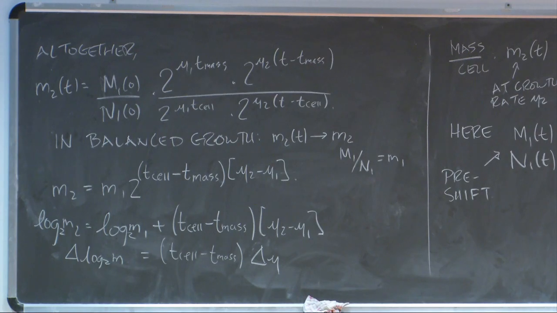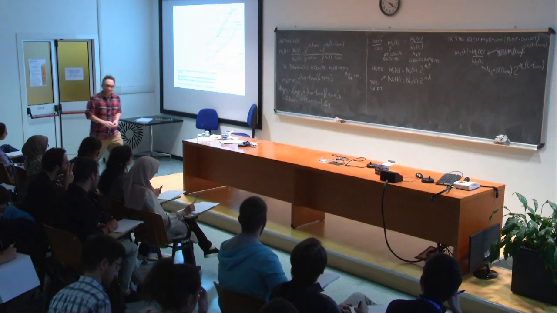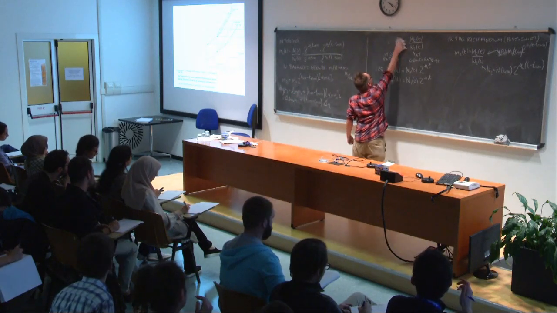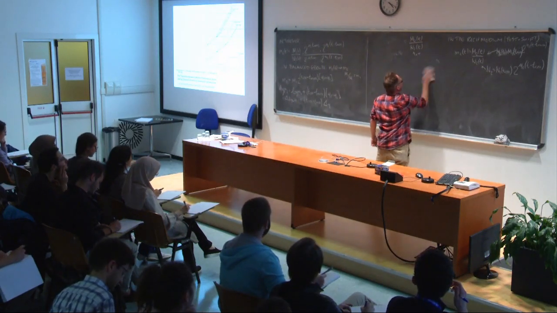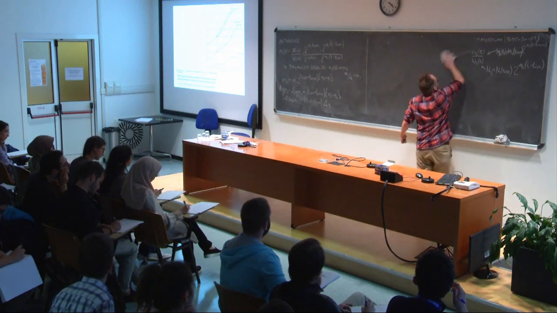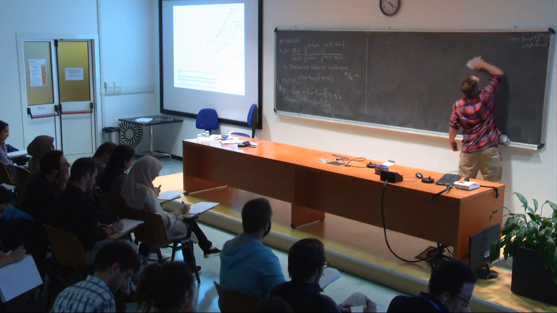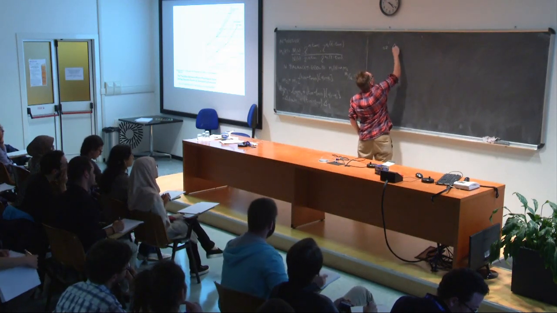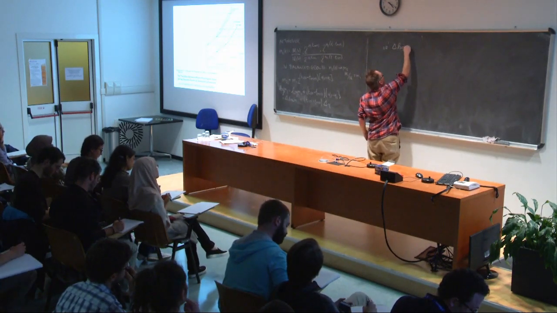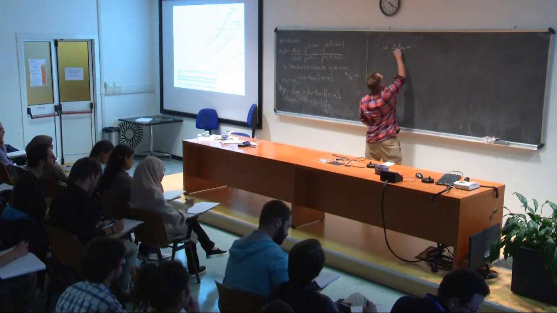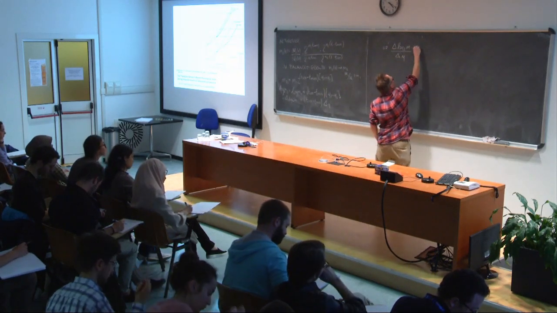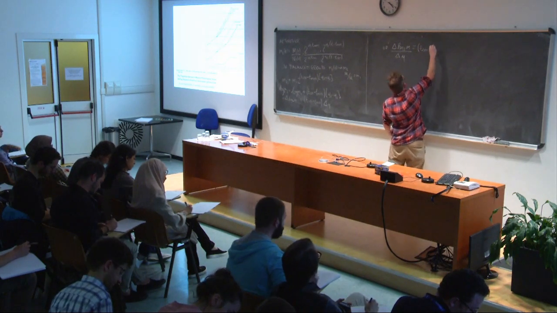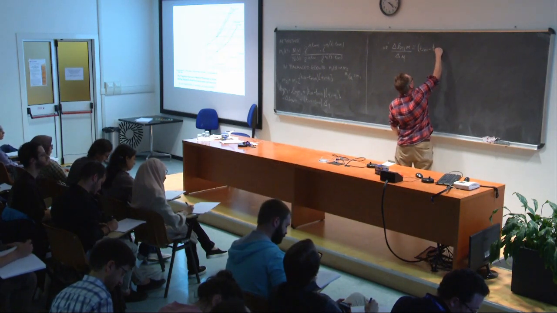All right, why do I do that? For the following reason. Let me write this last piece up, and then let's talk about it. And again, this is the last thing we'll do today, so bear with me for 2 minutes. This delta log base 2 of m, the mass per cell, divided by delta mu, is equal to the difference in times, t cell minus t mass.